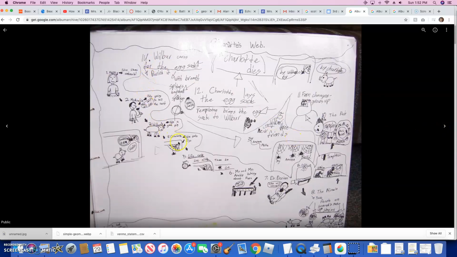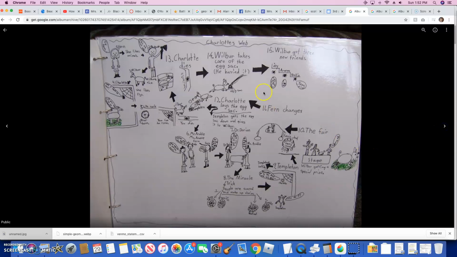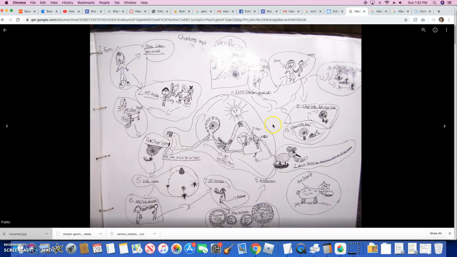This one's got more like a timeline going on and the important parts of the book. Same with this one. They've got them numbered of what was happening. Number 9, Templeton, noticing the web up there, the stage where Wilbur is on. And this one's even more different. So she's got the bubble, and then she's got the arrows going out and showing how these ideas are connected.